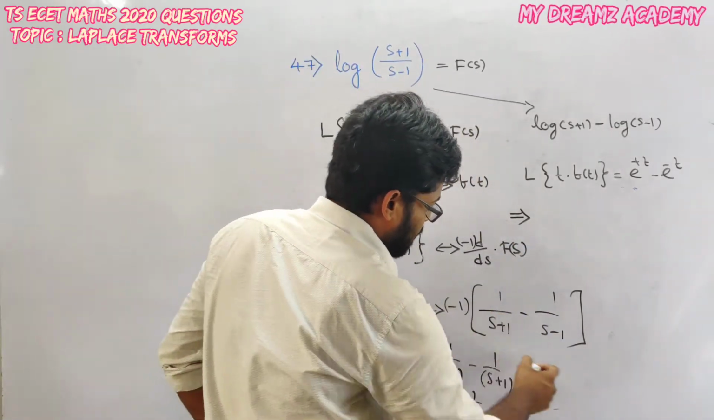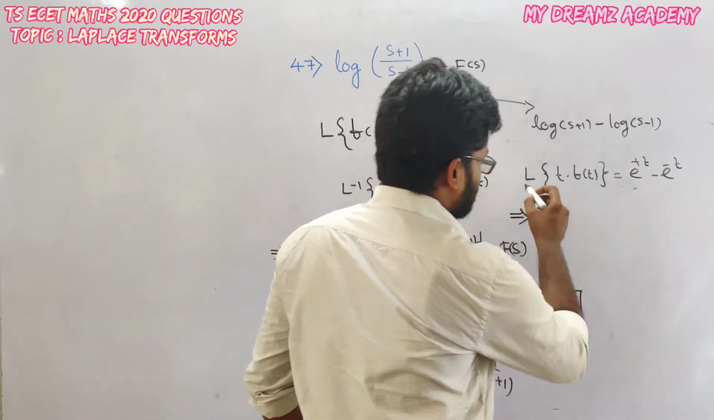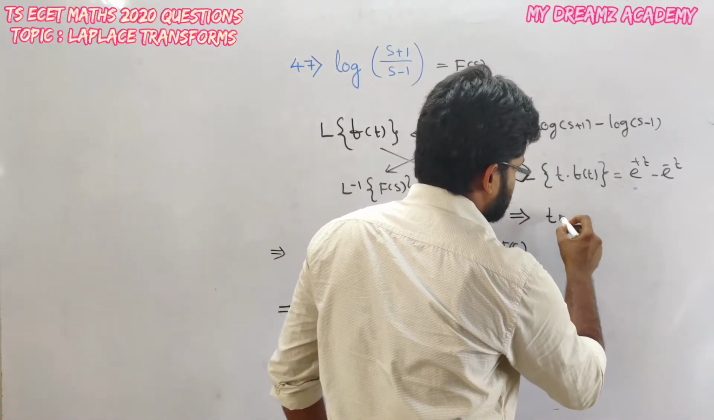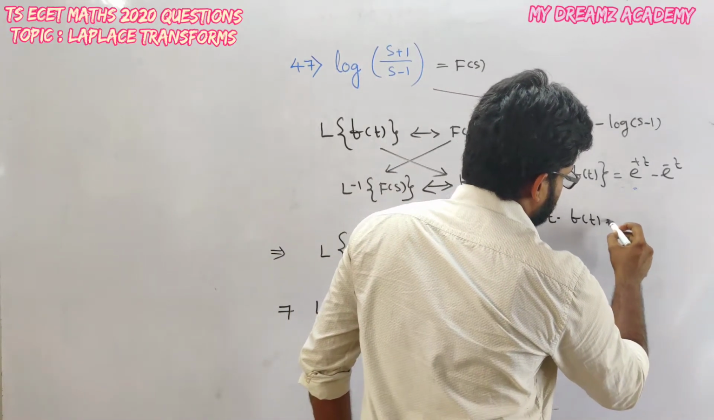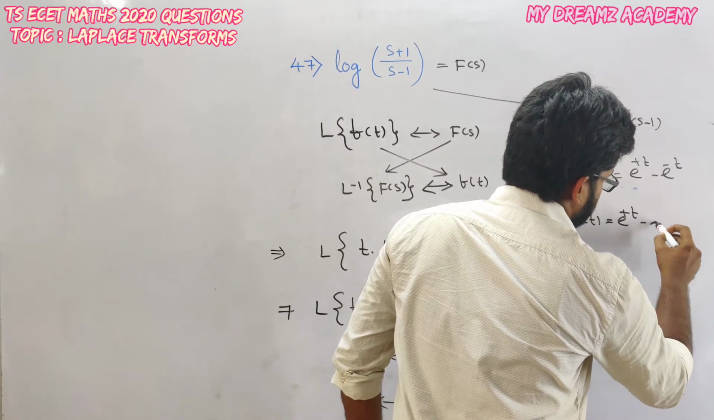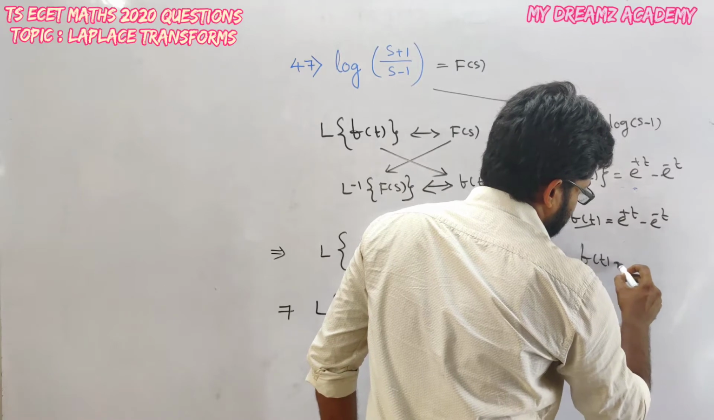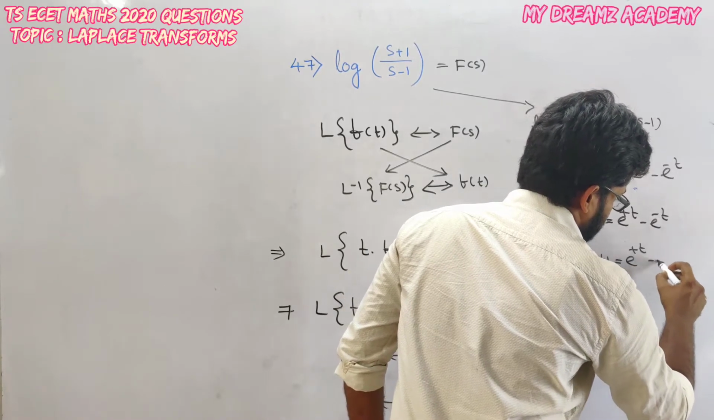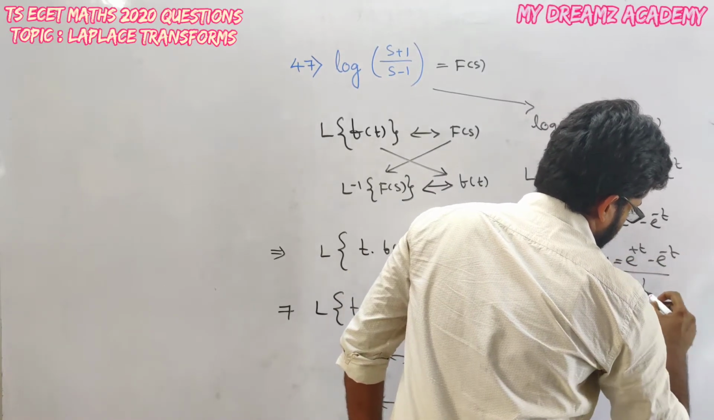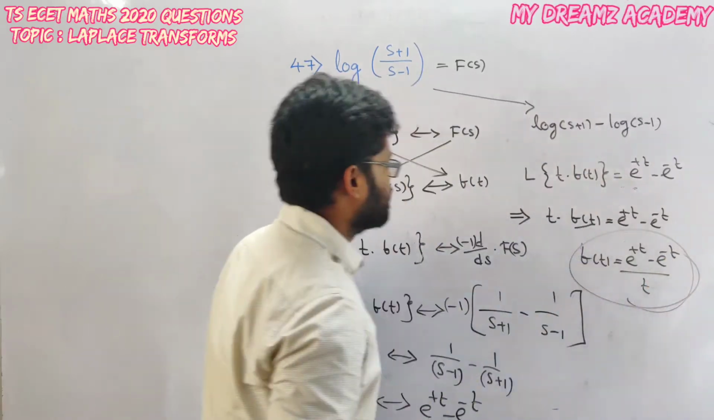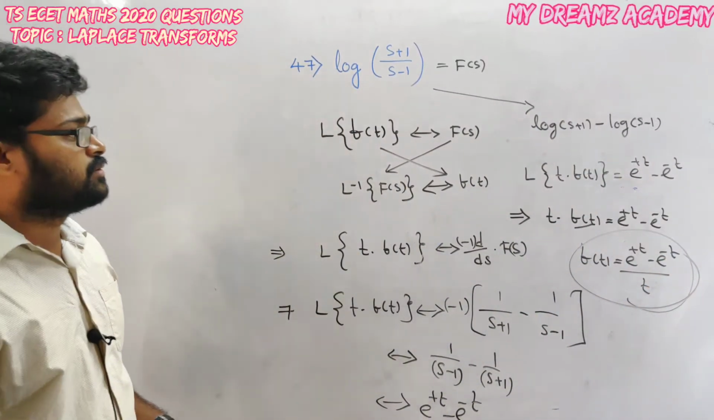We already applied Laplace inverse for the right side term. So Laplace and Laplace inverse will get cancelled. t into f of t is equals to e power plus t minus e power minus t. But we want only f of t. f of t is equals to e power plus t minus e power minus t divided by t. So this is the final solution. Very simple question. We'll see the next question.